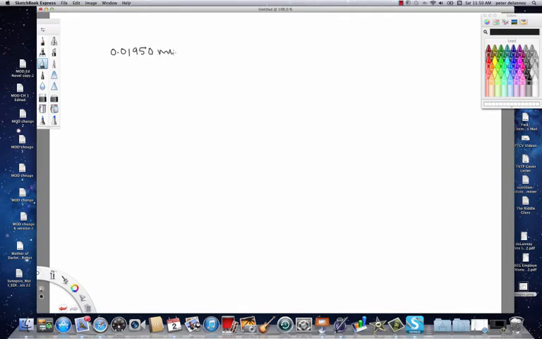So as an example, in this problem, we're going to have 0.01950 moles of barium. And we're also given 0.03899 moles of bromine. So we're given the moles of two elements. These are not mass units. These are actual mole units.